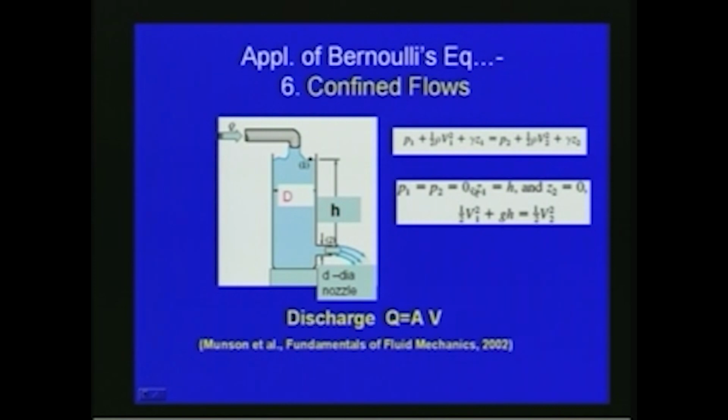So, P1 equal to P2 is equal to 0 and Z1 is equal to H, and Z2 we are taking this as the datum. So, Z2 is equal to 0. Finally, we get half V1 square plus GH is equal to half V2 square, and then we can find the velocity, and from that we can get the discharge. So, this is as far as if we consider confined flow as shown in this figure.